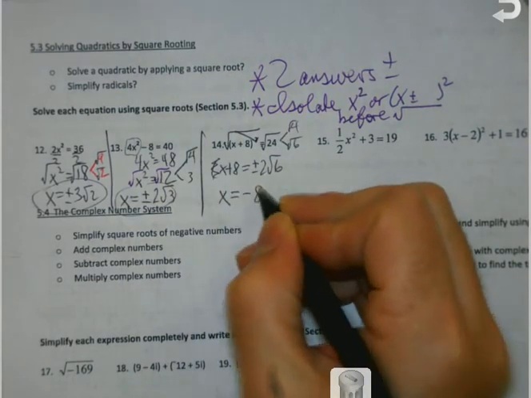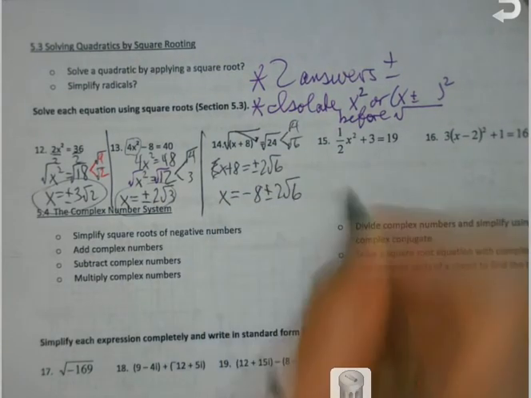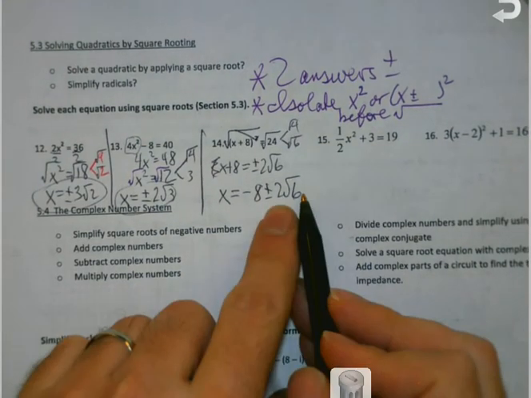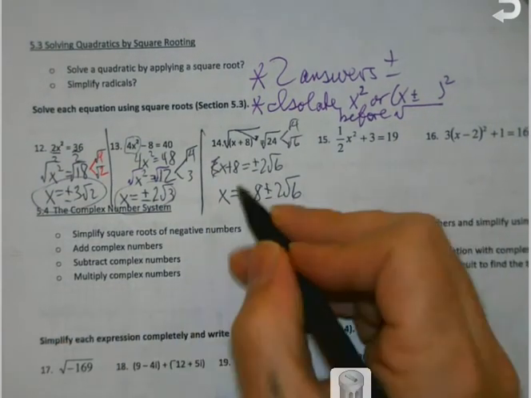And minus my 8 over, because again, to solve, I got to have x on the side by itself. Can I put these together? No. This has a radical and this doesn't. They can be on the same side, but that's it.